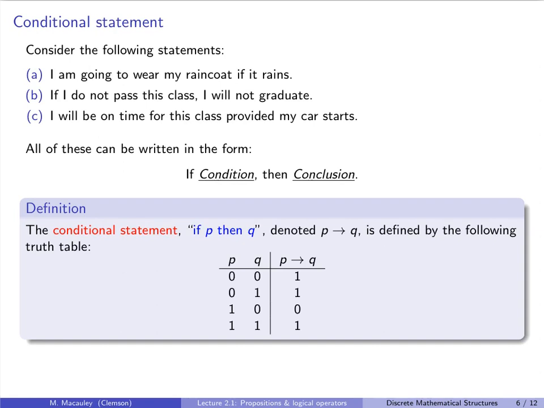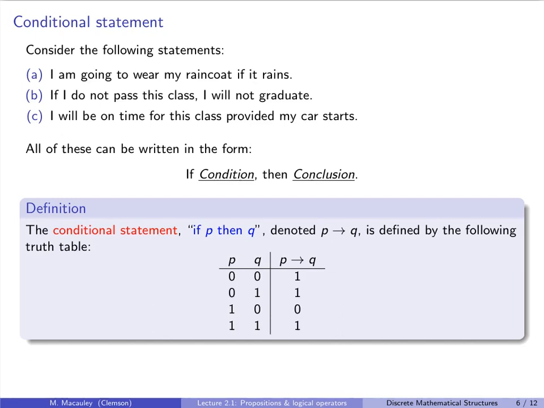The conditional statement, if P then Q, denoted P right arrow Q, is defined by the following truth table. A few of these entries you may find surprising or counterintuitive. First of all, instead of saying if P then Q, I will often say P implies Q. And if I just leave it like that, I'm assuming that P implies Q is true.